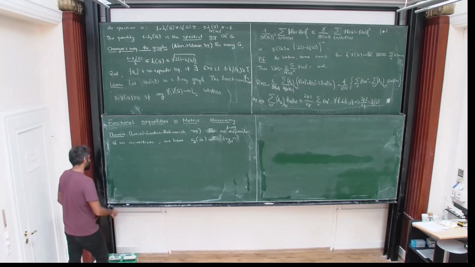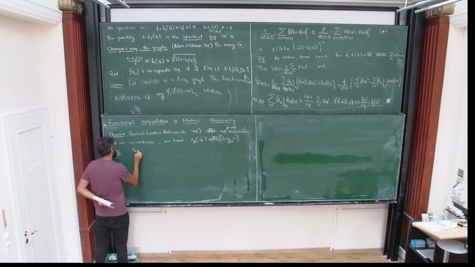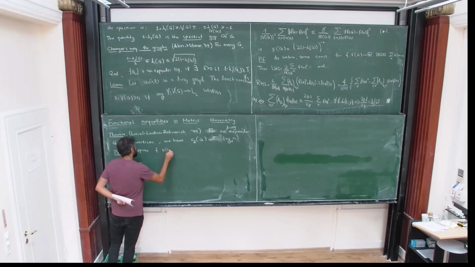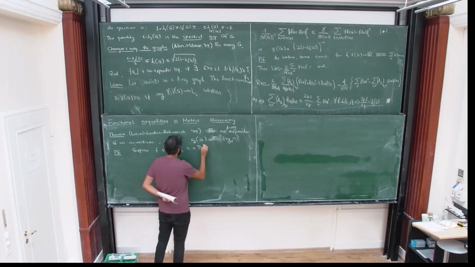Okay, so let's see this proof. It's very easy. So suppose f from the vertex set to l_2 is d-bi-Lipschitz.